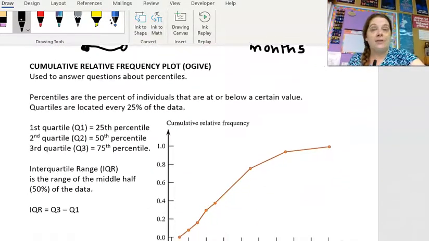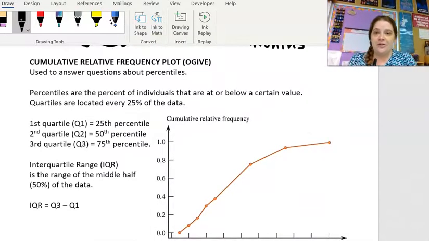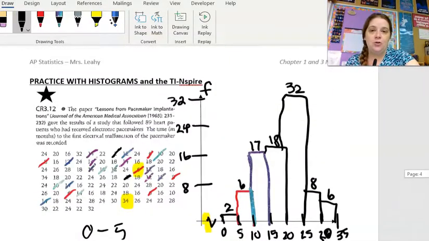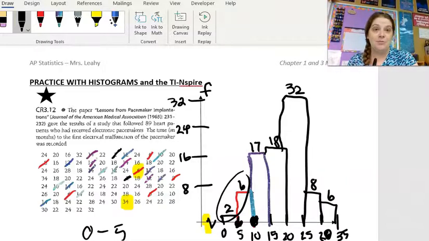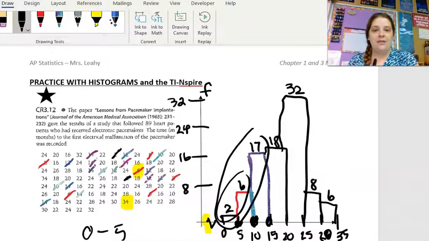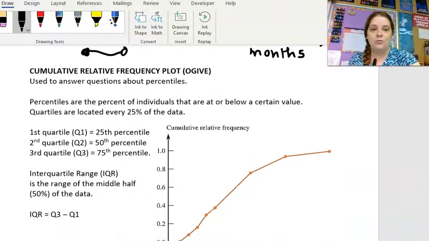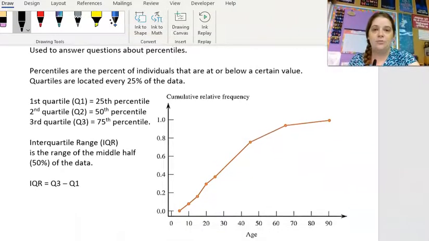All right, that brings us to this last thing, which is something called a cumulative relative frequency plot, or an ogive. An ogive deals with what's called cumulative relative frequency or percentage. The idea is that I'm thinking about how many are up to this point. So if I look at my little histogram right here, when I get to 5, there are 2 that are up to 5. But when I get to 10, I've got 8 that are up to and including 10. And I keep going up. How many do I have up to this point?